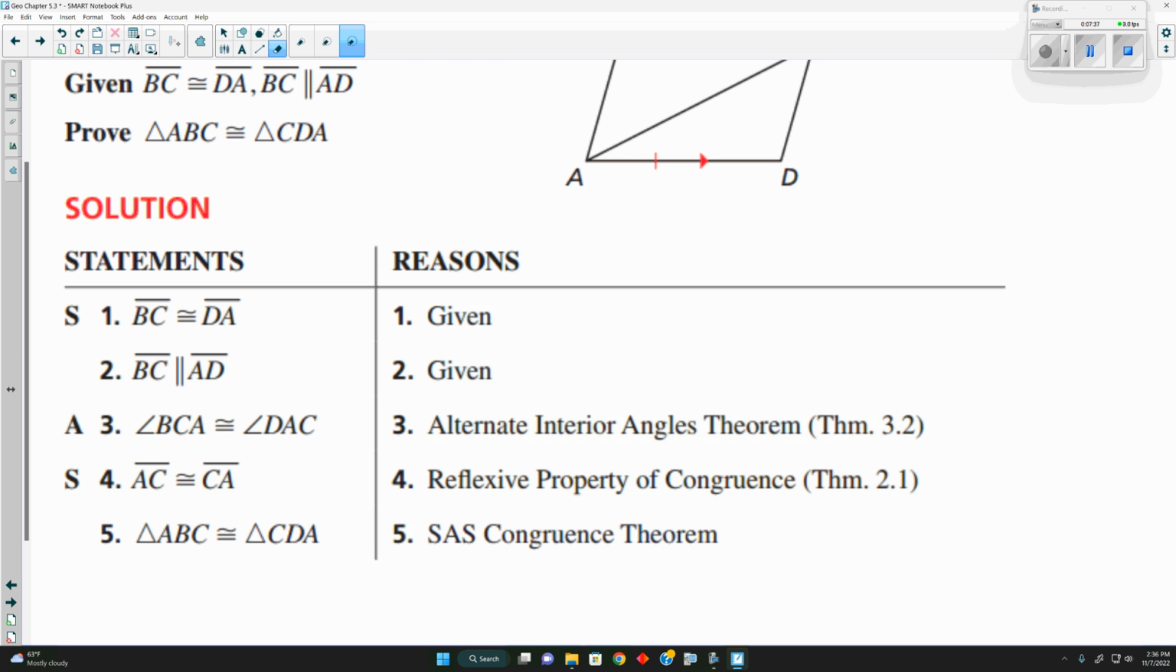Now, you don't have to write that down. We're just kind of walking through this here. Because when we show the two triangles are congruent, we don't need this much. We just need our side, our angle, and our side to be able to say the two triangles are congruent.